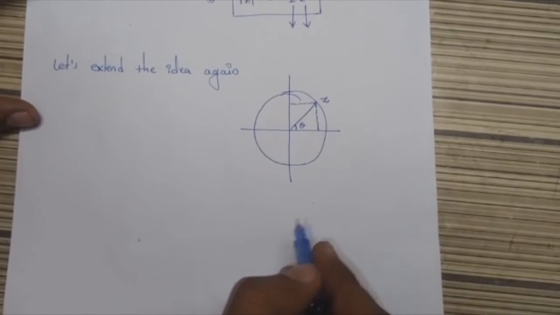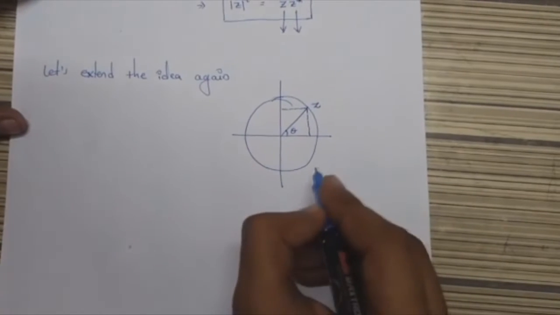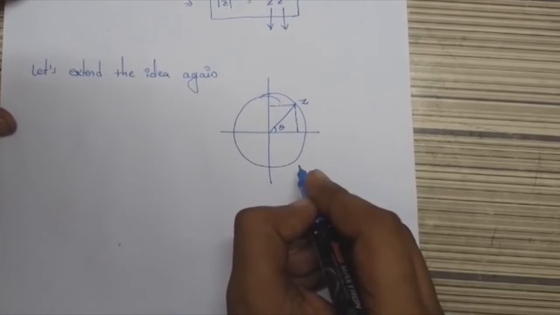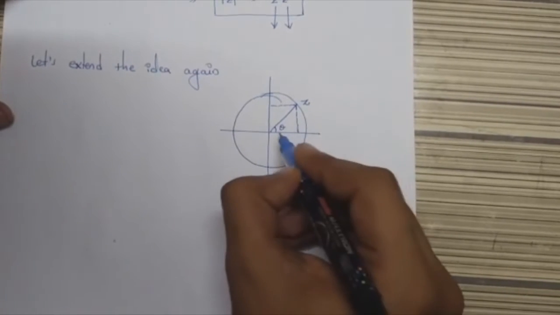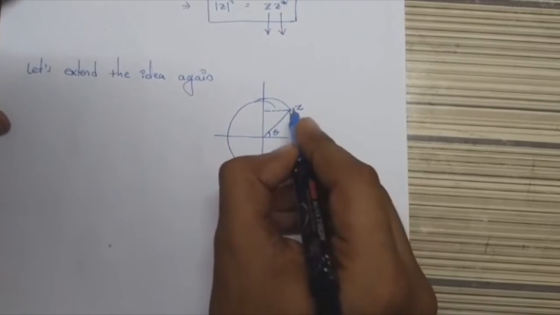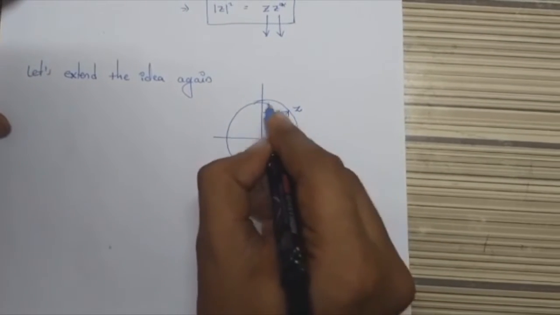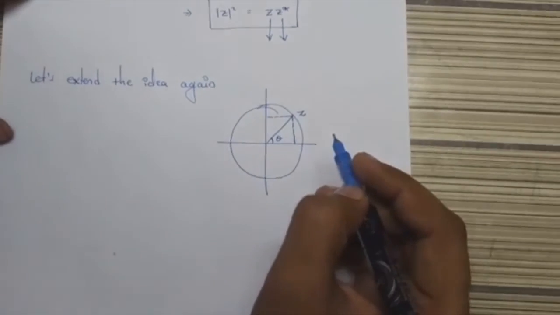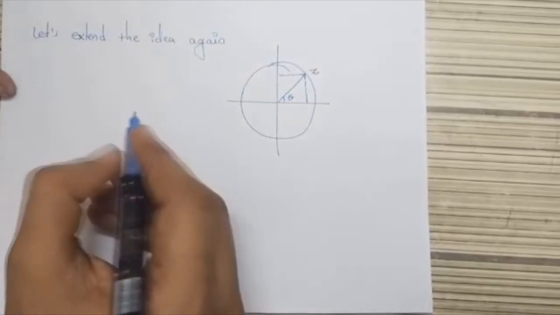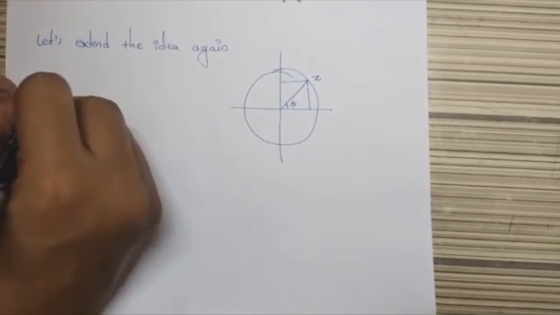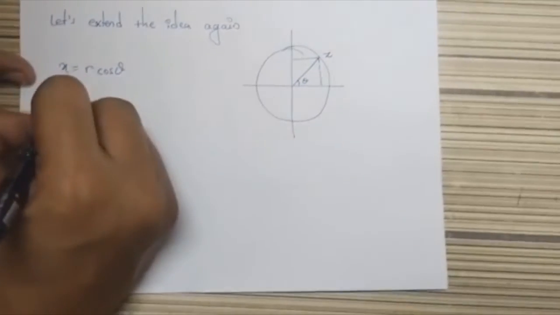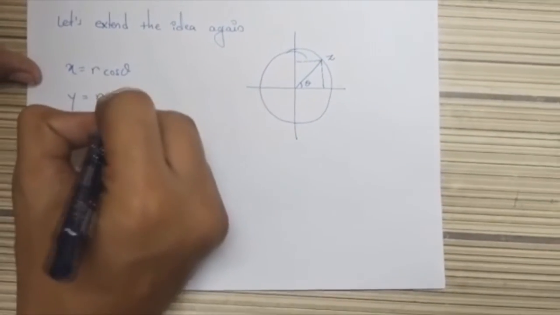Again, let's extend this idea. So here we have a unit circle. What we have done here is taken a radius having angle theta, and we set some perpendiculars on the x-axis and the y-axis. What we are going to do here is that we know the x coordinate gives us r cos theta and the y coordinate gives us r sin theta.